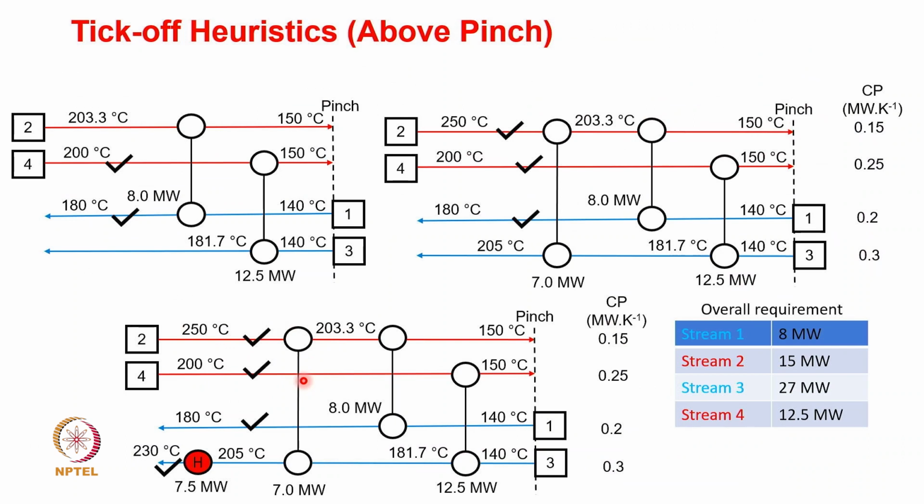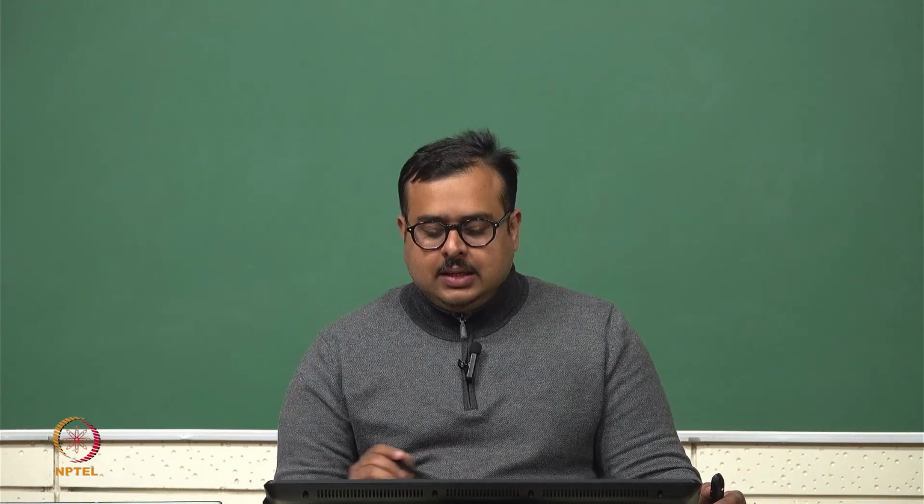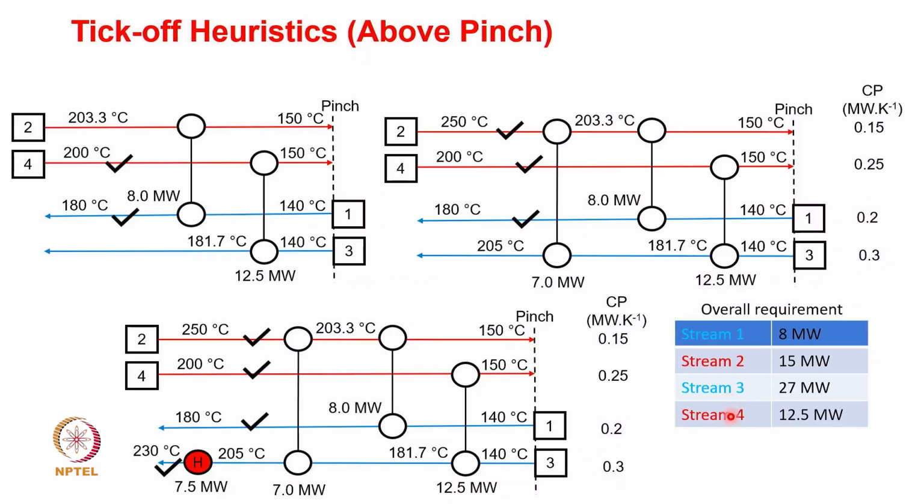Now the last part: in what sequence do we connect the hot streams and cold streams? This is the overall requirement which I have placed here. Stream 1 has a requirement of 8 megawatt, stream 2 has a requirement of 15 megawatt, stream 3 has a requirement of 27 megawatt, and stream 4 has a requirement of 12.5 megawatt. So now let us start. We look for the stream having the lowest power requirement, which is of course stream 4.